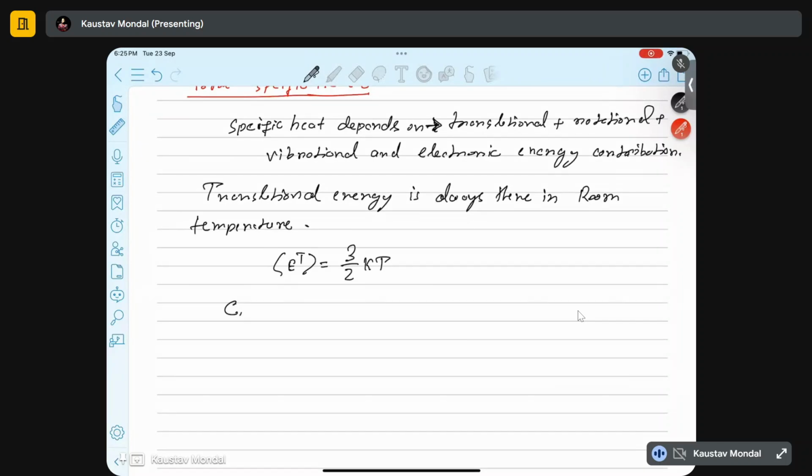at constant volume, CvT, let's write it like this, equals N into, let's suppose for the case of 1 mole, Na into del Et by del T. So it would be Na into 3 by 2 k. So Na into k would be R, right? So 3 by 2 R.